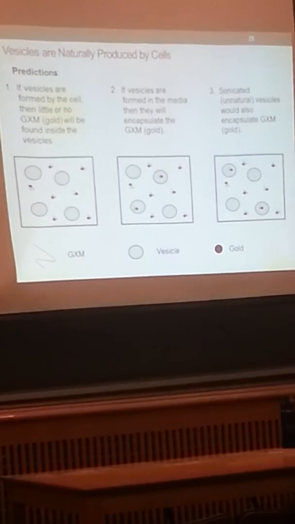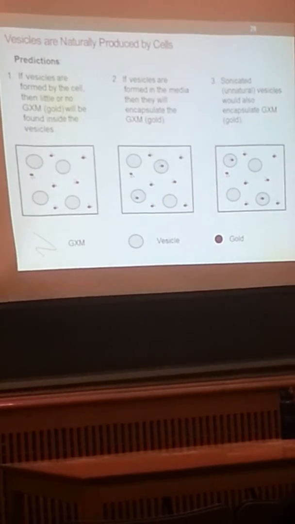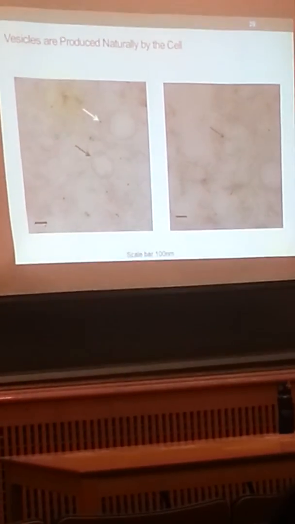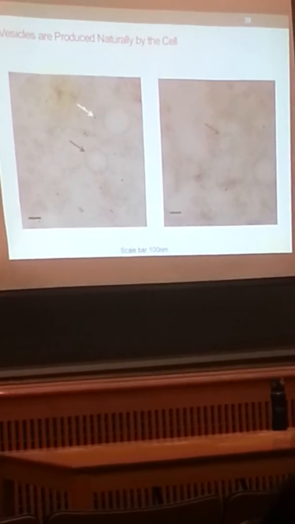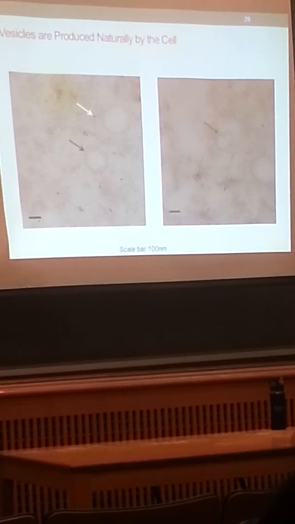So I would expect that these would encapsulate the GXM. And so when I did my images, you get something like this, where you can see the vesicles, and the black arrows are vesicles, and then the immunogold. And here you see that most of this gold is outside of vesicles.